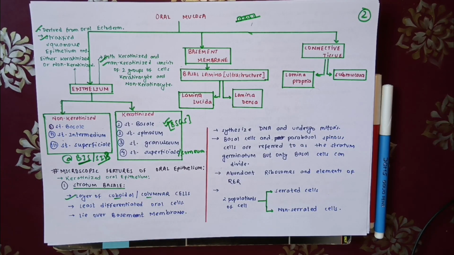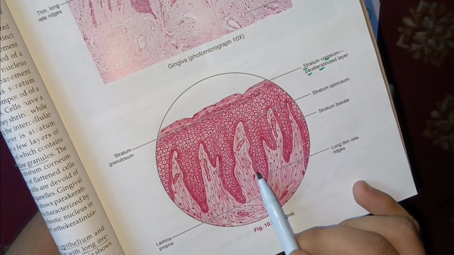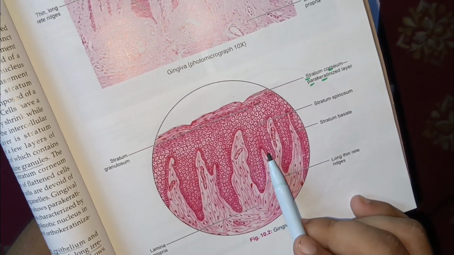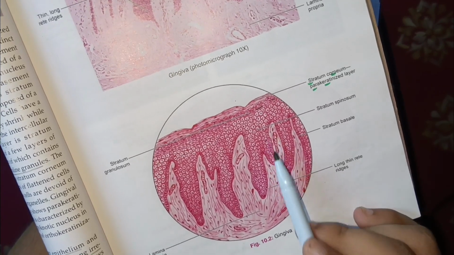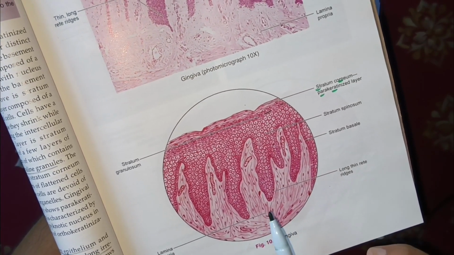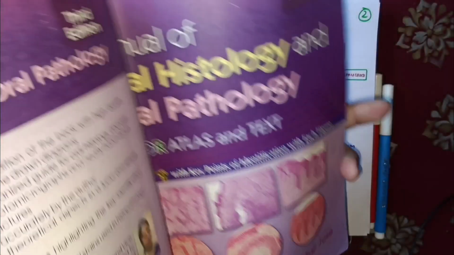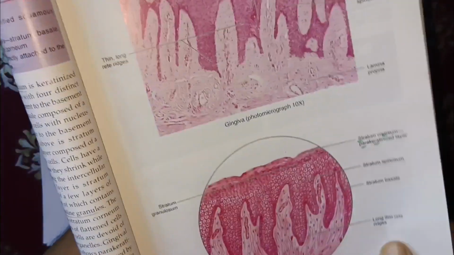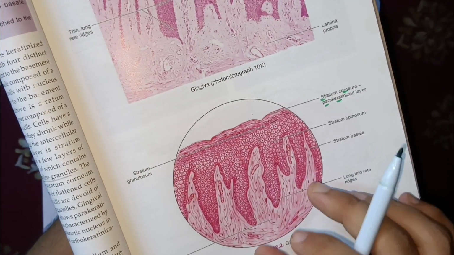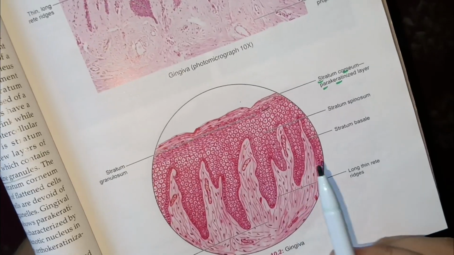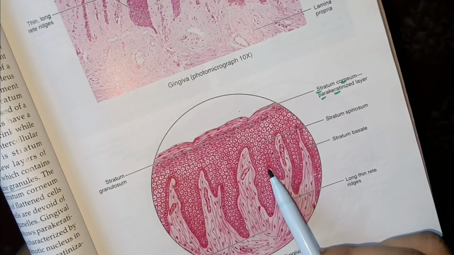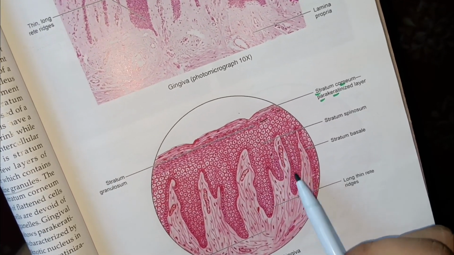Also you can see in this picture that they are cuboidal or columnar type of cells. This picture is taken from the Manual of Histology, so you can refer to this book for looking at those pictures. But for now just think of this as cuboidal or columnar type of cells in the stratum basale.